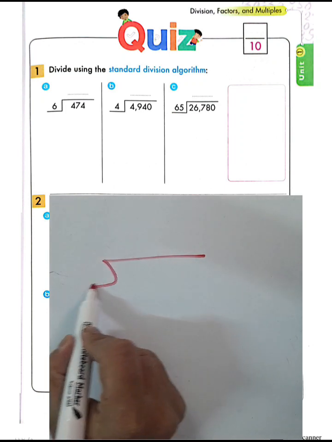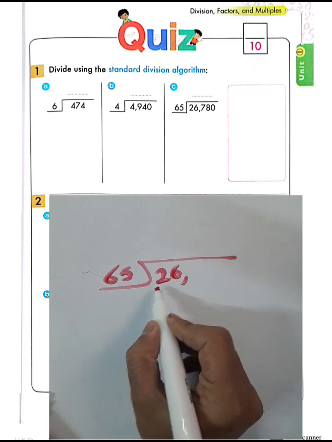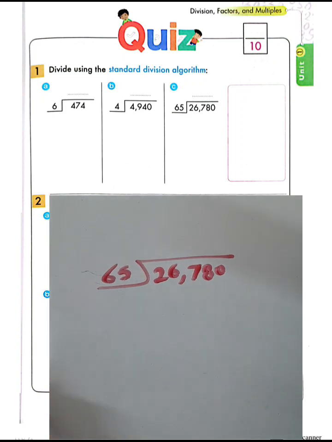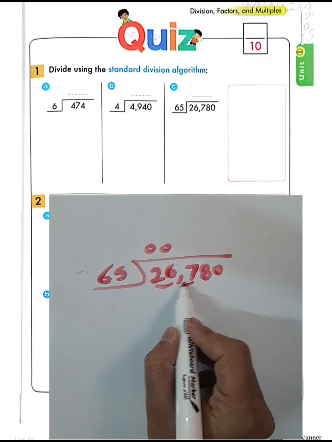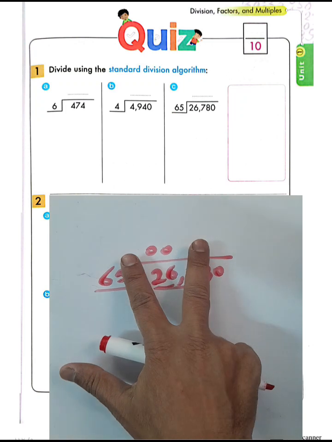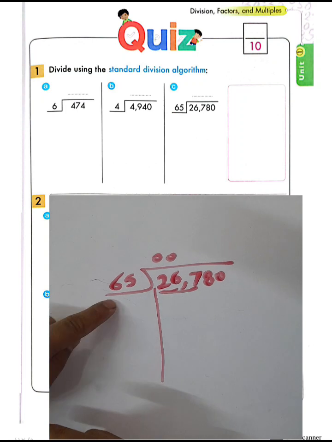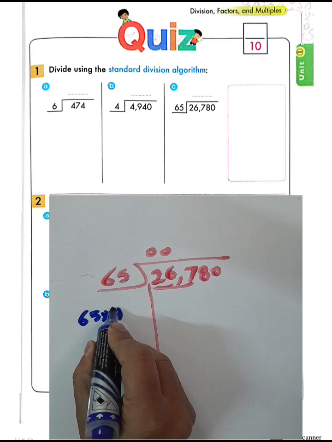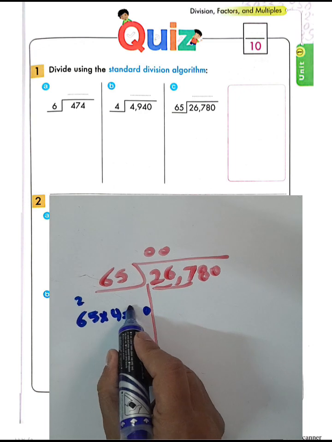Next question. 65 and here 26,780. 2 divided by 65, we can't do it; 26 also, we do it with 0. And then this number, 267 divided by 65, what will it be? Divide digit by digit. And then 26 divided by 6 will be 4, because 4 times 6 equals 24, and that is close to 26. Right, 65 times 4. 4 times 5 equals 20, write 0 and carry 2. 4 times 6 equals 24, plus 2 equals 26.